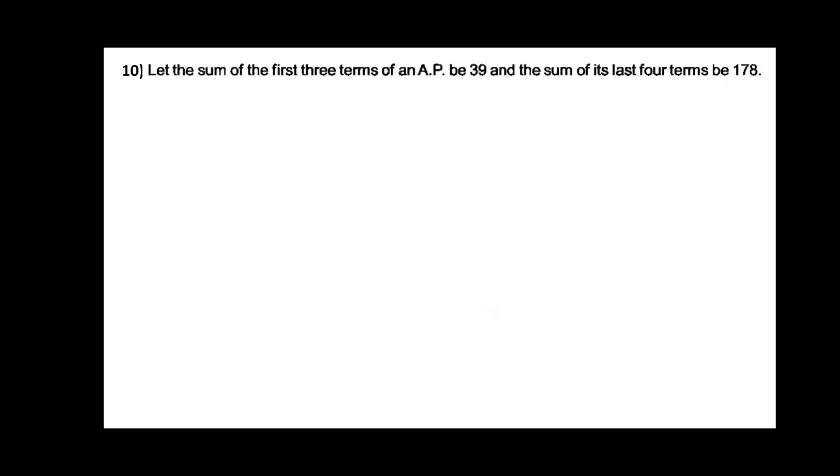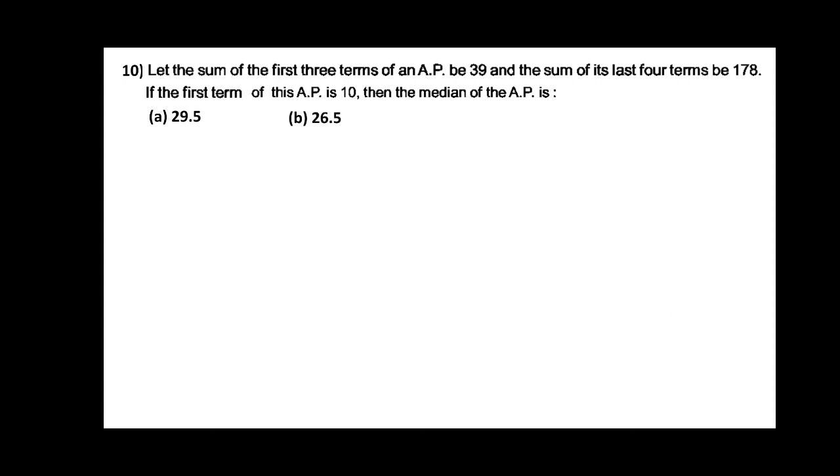And we go for the 10th question. Let the sum of the first 3 terms of an AP be 39 and the sum of its last 4 terms be 178. If the first term of this AP is 10, then the median of the AP is: option A 29.5, option B 26.5, option C 28, option D 31. So this question was already asked in JEE in 2015.